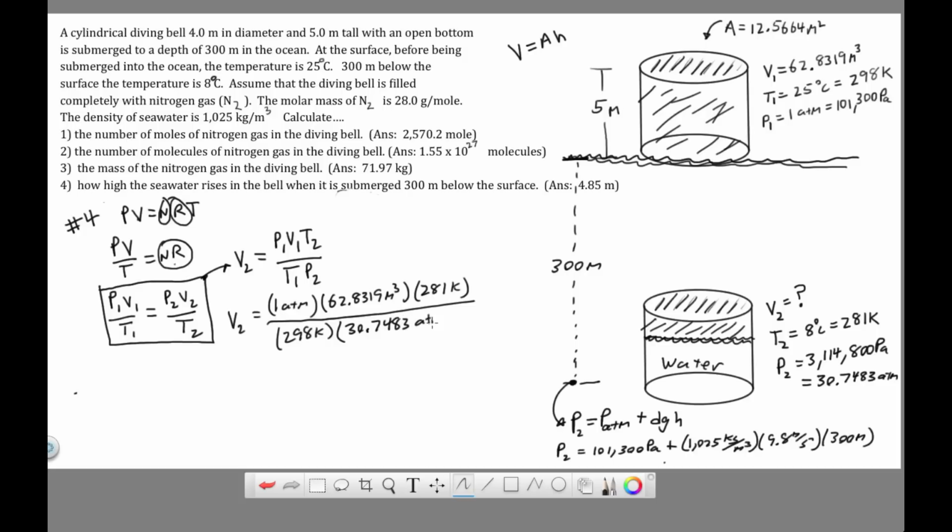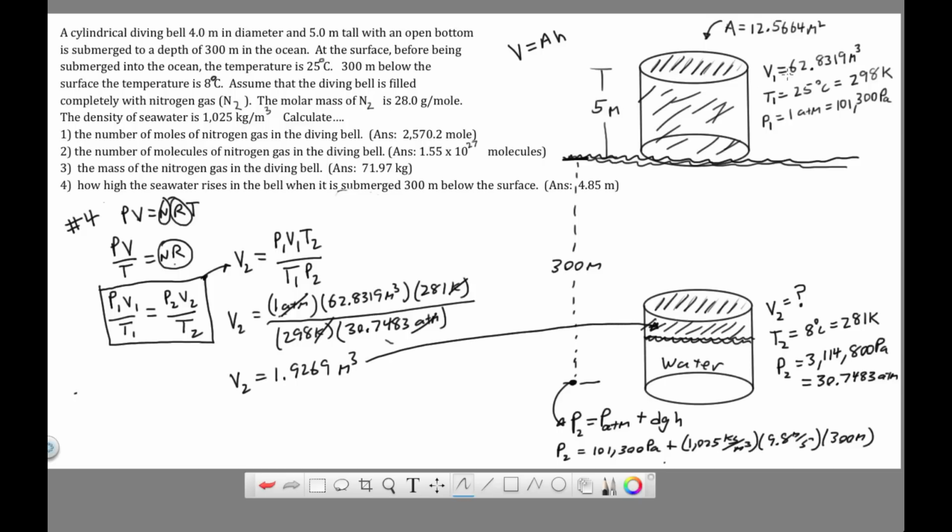30.7483 atmospheres. So I'll just point out here, it really doesn't matter what our pressure unit is as long as they're the same. But it does matter what our temperature unit is. Temperature always has to be in Kelvin. All right, so atmospheres cancel, Kelvin cancels, and we get V2 equal to 1.9269 cubic meters. So that is the volume of the gas here.